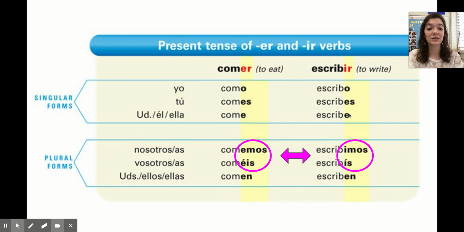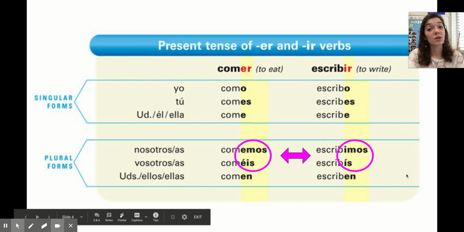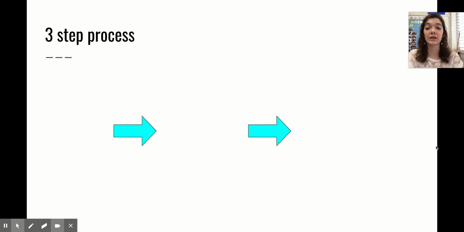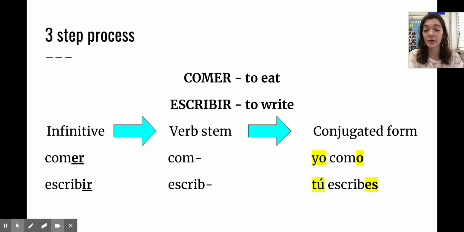O, as, a, amos, an. Similar to our AR verbs, right? Very similar. We're just changing the letter because it's an ER verb and an IR verb, not an AR verb. All right. Similar to our AR verbs, it is a 3-step process. And if you already understand this, you don't need to write this down, but just to refresh you guys, this is how we conjugate a verb.